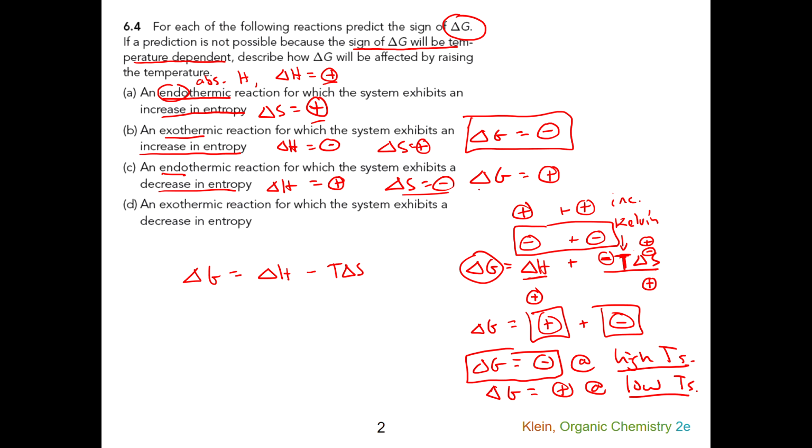And so then the last scenario here, exothermic, delta H is negative, but there's a decrease in entropy for the system, so delta S is negative.